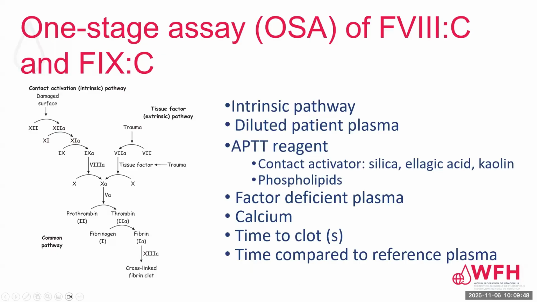First of all, the one-stage assay. It's the most commonly used assay worldwide. It's been in use in one iteration or another since the 1950s, and it's based on the APTT. Dilutions of our test plasma are mixed with an APTT reagent that contains contact activator and phospholipids. It's also mixed with a plasma that is deficient completely in the factor that we want to measure, so factor 8 deficient plasma for a factor 8 assay. Then we add calcium and we measure the time to clot. This time to clot is compared to that of a reference or a standard or a calibrator plasma.